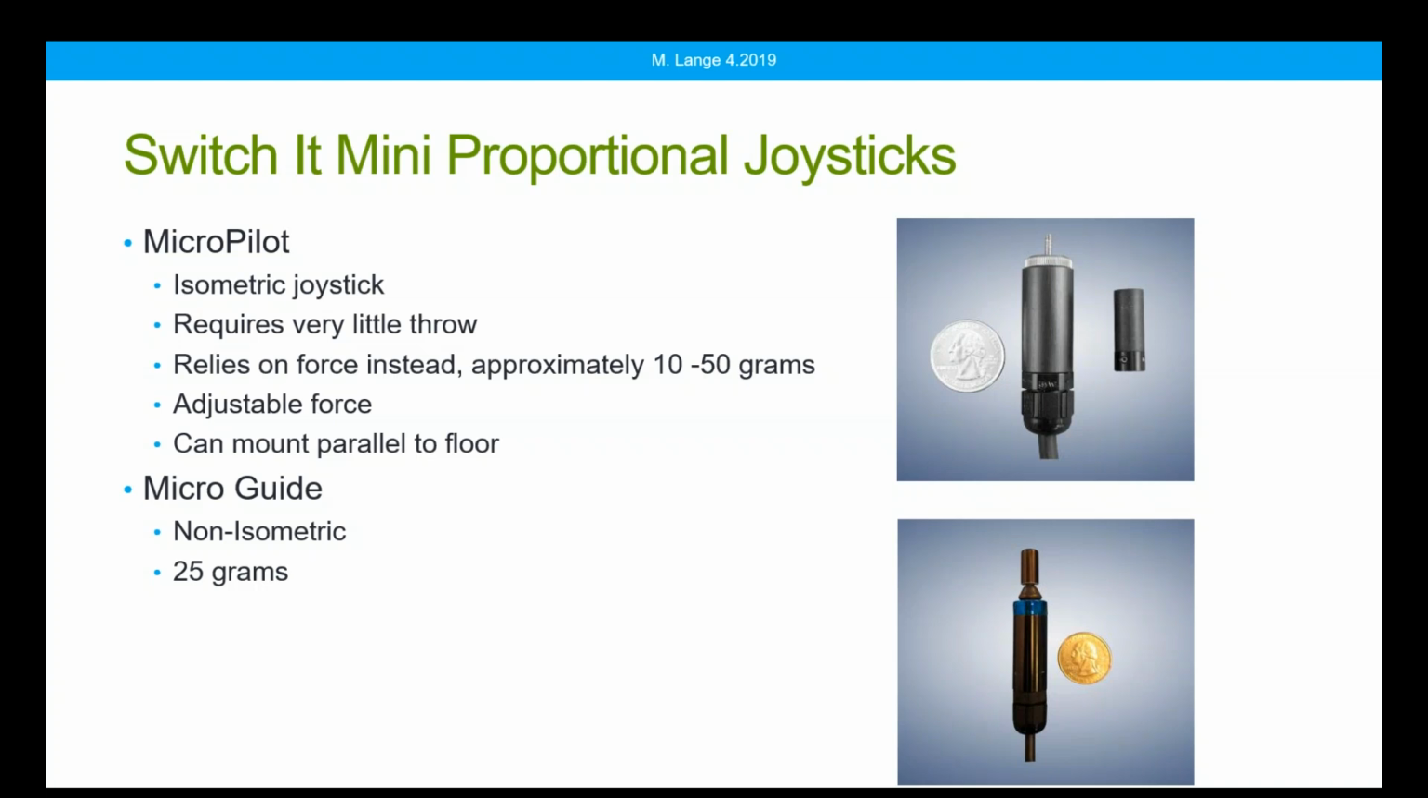They also have a non-isometric version of their mini proportional joystick, and that's the Micro Guide, and it comes in at about 25 grams of force.